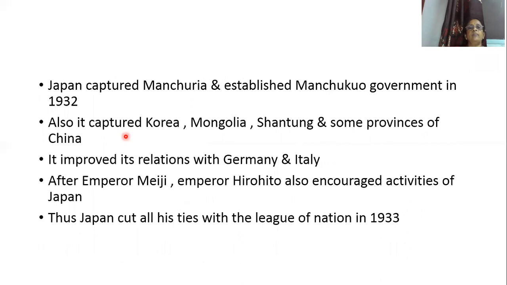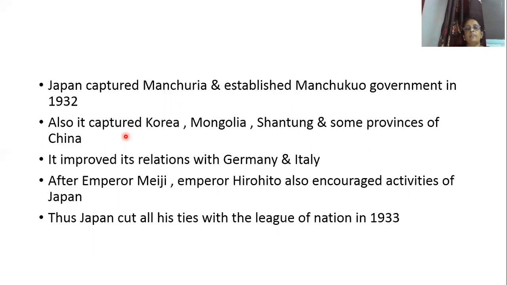So during that time, in 1932, Japan captured Manchuria in China and established a Manchukuo government in 1932. And it also captured Korea, Mongolia, Shantung, and some provinces of China. And it improved its relations with Germany and Italy. In the First World War, it was on the side of the Allied nations, and now it joined with Germany and Italy.